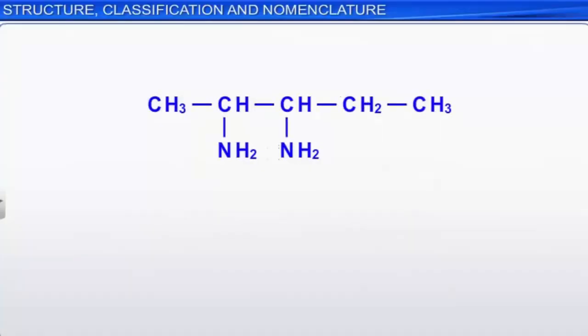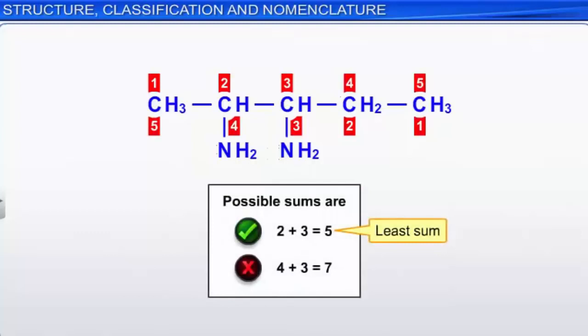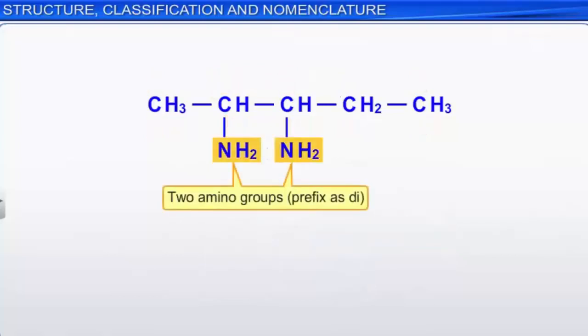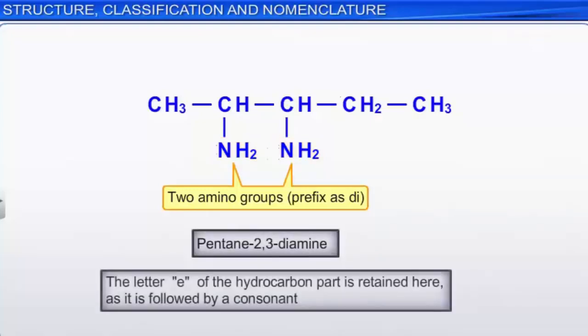If the compound has more than one amino group present at different carbon atoms in the chain, then the numbering should be done in such a way that the sum of the locants is the least. Depending on the number of amino groups present, a suitable prefix such as di or tri is attached to the amine. Thus, the name of the compound is pentane-2,3-diamine.